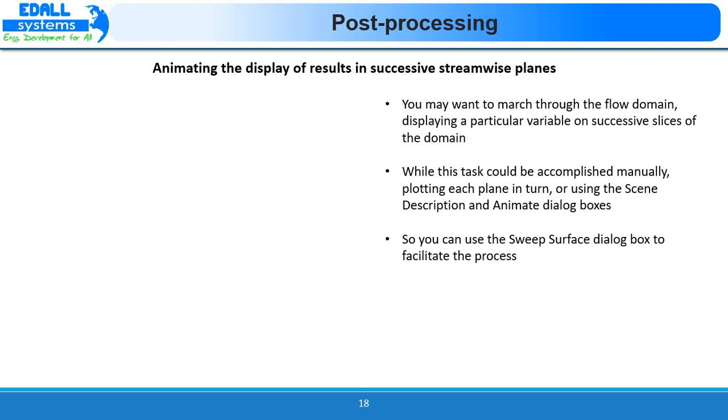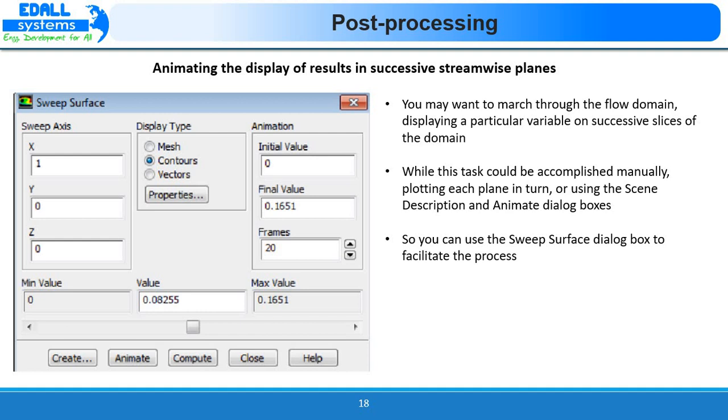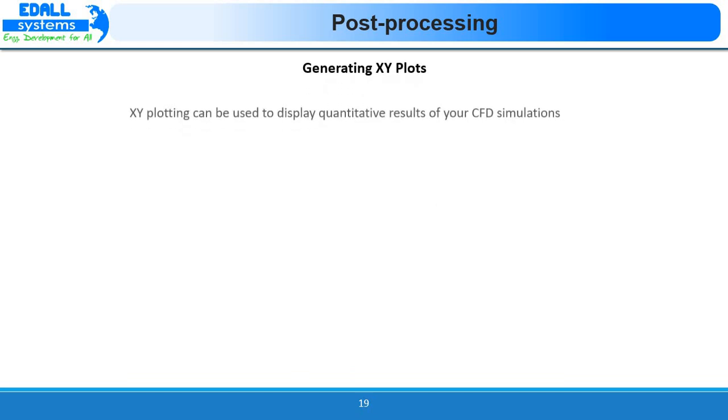what we can do is we can use the sweep surface dialog box to facilitate this process. So this is a dialog box for the sweep surface description where we can create the display of results in successive streamwise planes. So next is generating XY plots.